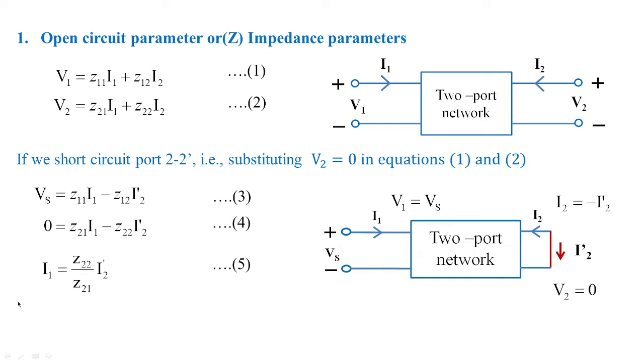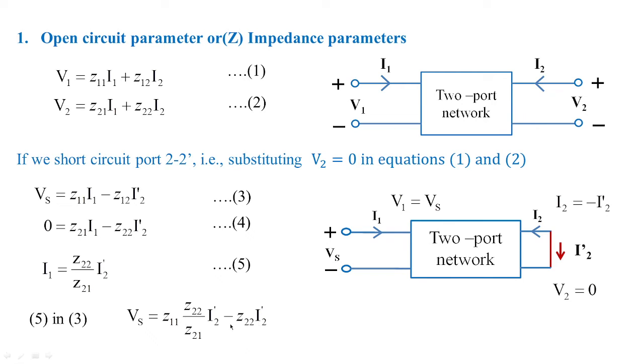Now from equation 4, I can get the value of I1 which is equal to Z22 by Z21 I2 dash. Let us treat this equation as 5, and I am substituting equation 5 in equation 3. Then what am I going to get? I am going to get Vs equal to Z11 times I1, which is Z22 divided by Z21 I2 dash, minus the rest of the value as it is, Z12 I2 dash.